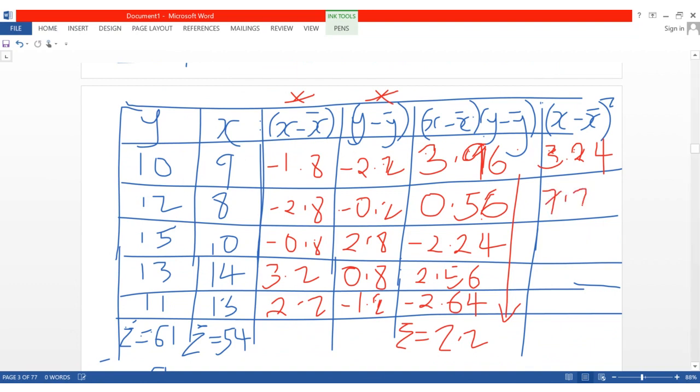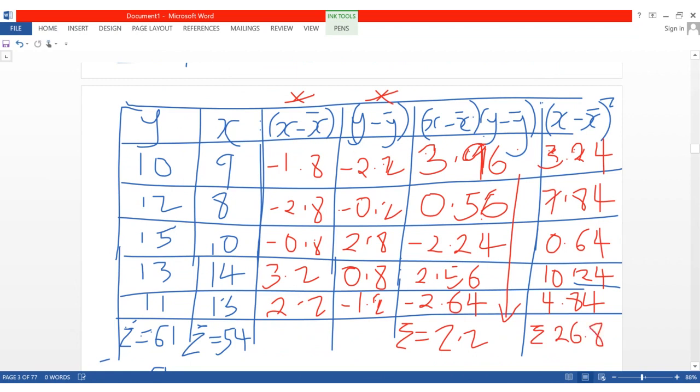7.84. For the square, you should not get a negative. 0.8 squared, 0.64. 3.2 squared, 10.24, and then 2.2 squared, 4.84. Then we add all those: 3.24 plus 7.84 plus 0.64 plus 10.24 plus 4.84. I'm getting 26.8 when you do this summation.